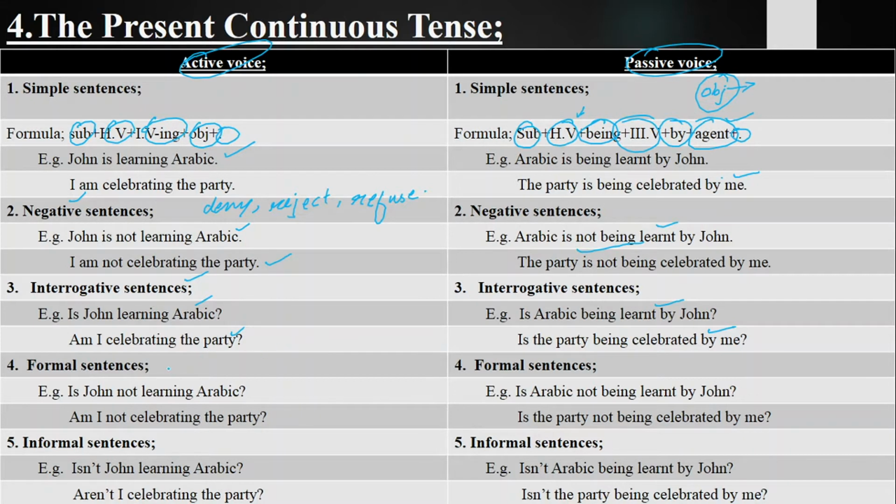Formal sentences are those sentences in which we ask a question and deny the statement. It is the complete form of interrogative and negative. When you combine negative and interrogative together, that will be known as formal sentences in short. We ask them in a polite, respectful way, or we use it with our elders. Now, example: is John not learning Arabic?